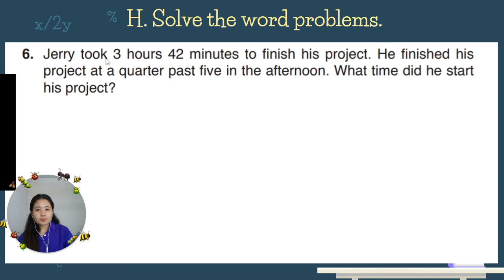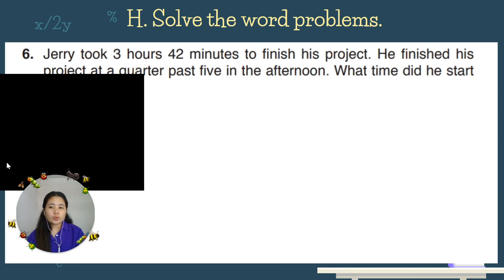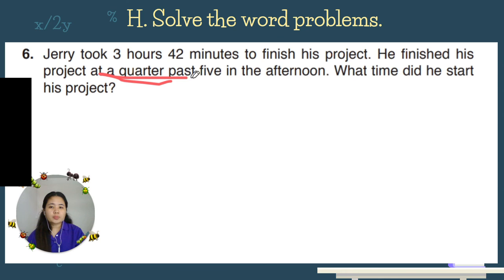Okay, so if you look at the problem, 3 hours and 42 minutes is the duration, or how long. Finish, meaning this is the end time. What time did he start? So we are looking for the start time. But first, let's answer this one first. Okay, so 5:15, what's that? It already passed 5, so that means 5, what? Afternoon. Okay, what will be the answer? 5:15, meaning it is 5, then quarter. What is quarter?